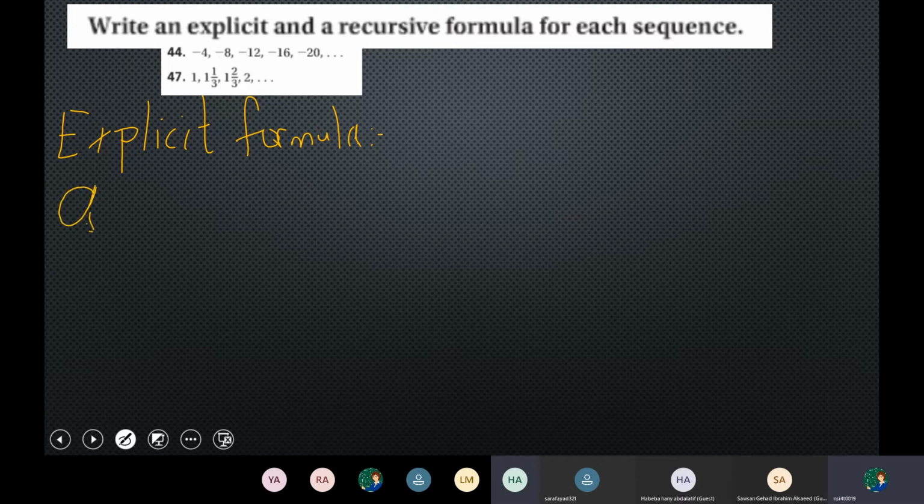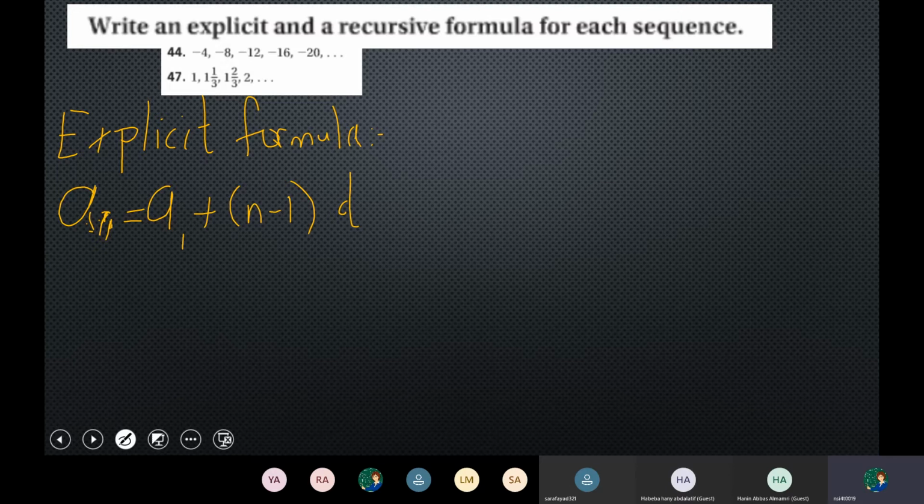It's a formula that we use to find any number in a given sequence. Okay, so the formula is a sub n equals a plus n minus 1 times d.